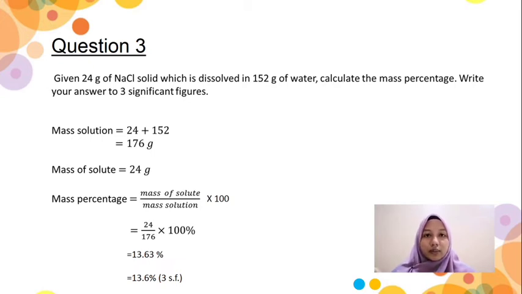Then we find the mass percentage, which is the formula mass of solute over mass of solution multiplied by 100%. So equal to 24 divided by 176 multiplied by 100%, and we get the answer 13.63%. So remember, the question asks to write your answer to 3 significant figures. So we just take 3 significant figures, which is 13.6% only.